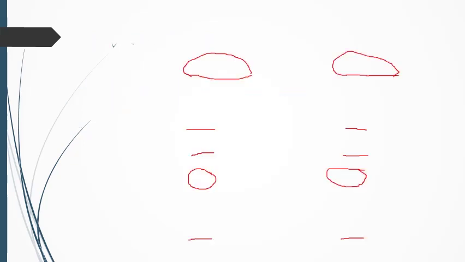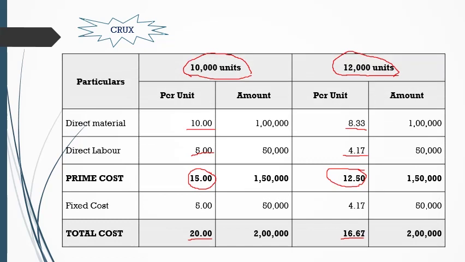Let us see an example for the same theory. You can see the data is given for 10,000 units and 12,000 units. The difference will be if the employees work efficiently and increase the production for the same amount of expenses and in the same given time. If they increase the production from 10,000 units to 12,000 units, what will be the difference for the organization?